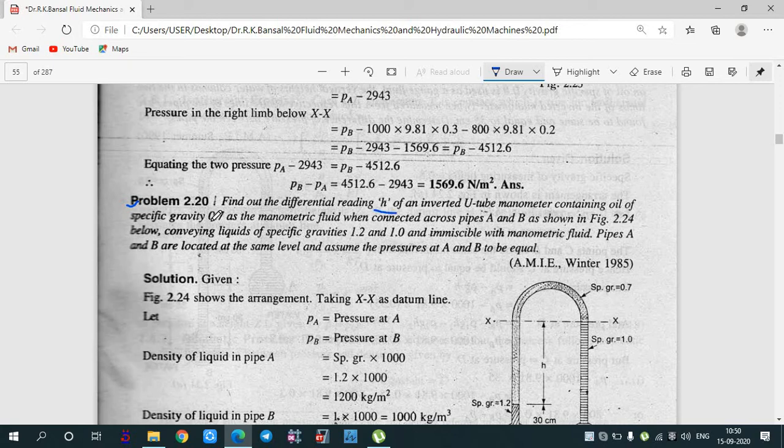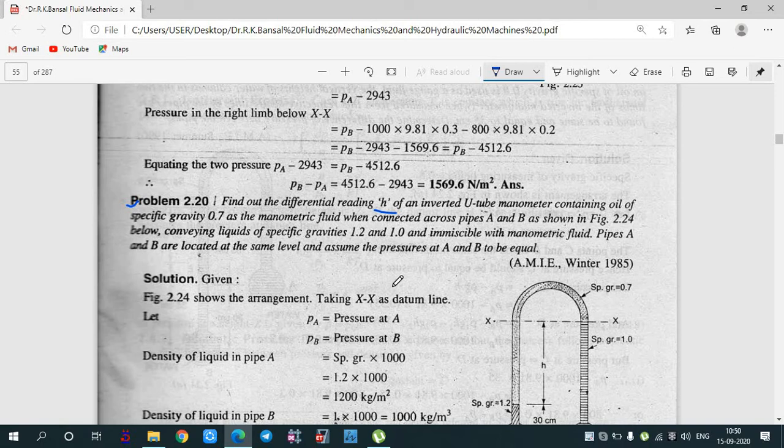gravity 0.7 as the manometric fluid when connected across pipes A and B as shown in the figure. So it is saying that we need to find out the difference of height in oil. So this is the oil. We need to find out the value of H.